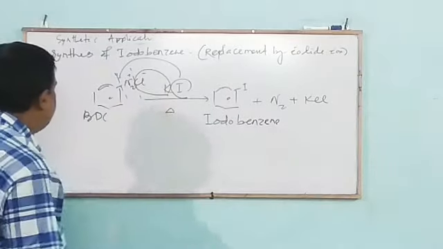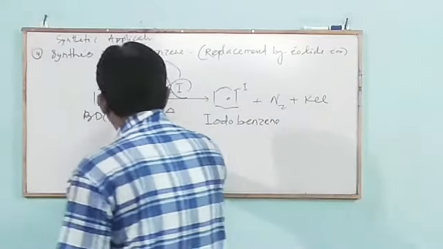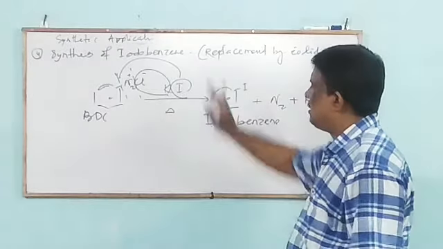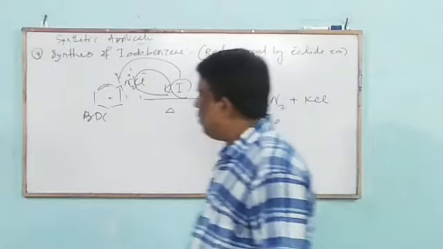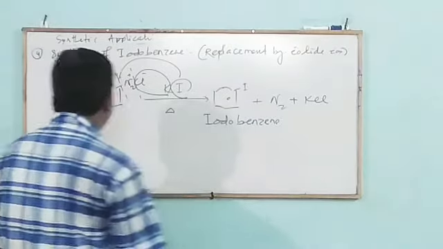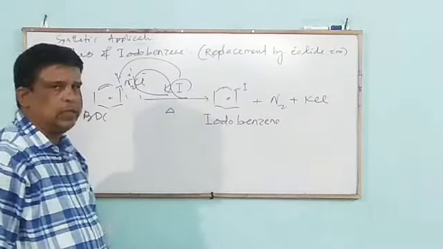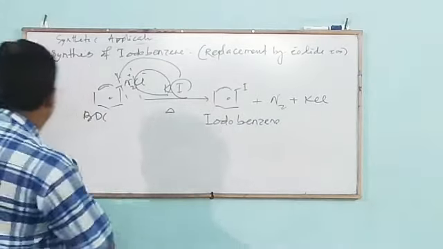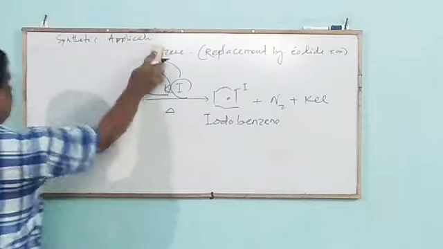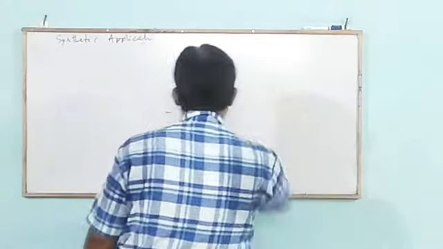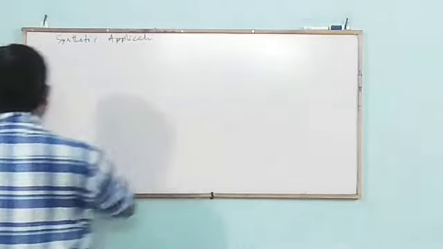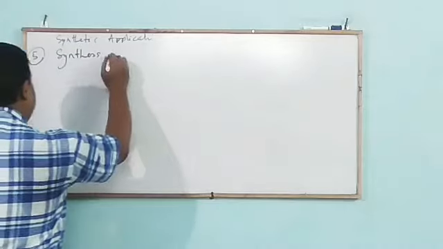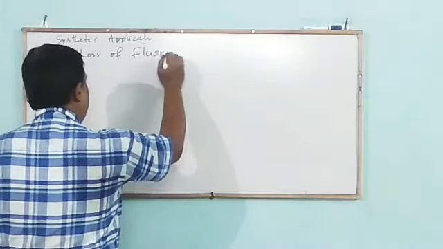So what is the statement? When benzene diazonium chloride is heated with potassium iodide, iodobenzene is formed. It is the synthesis of iodobenzene. So we covered synthesis of chlorobenzene, bromobenzene, iodobenzene. Next one is synthesis of fluorobenzene. Mark that. Next chemical property is synthesis of fluorobenzene.